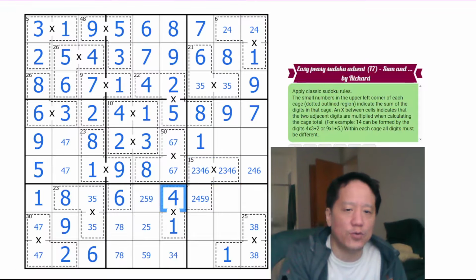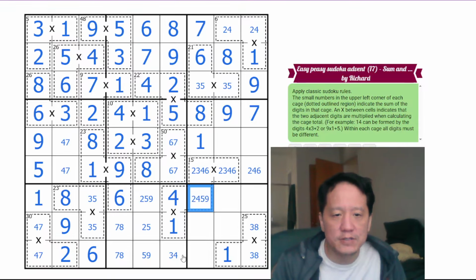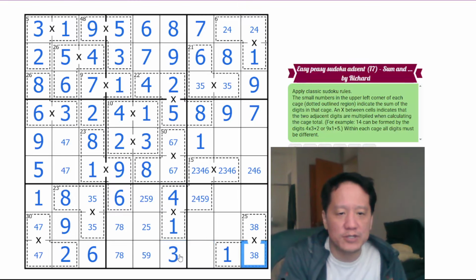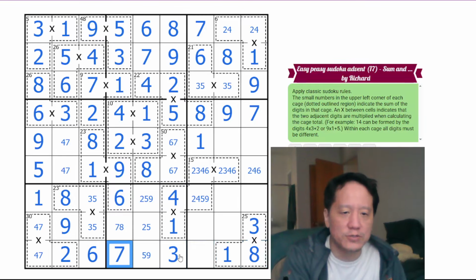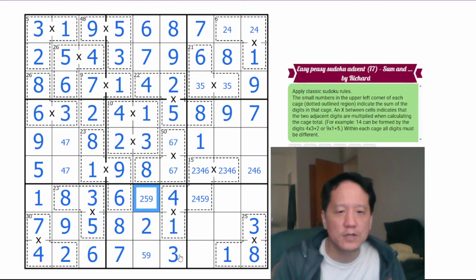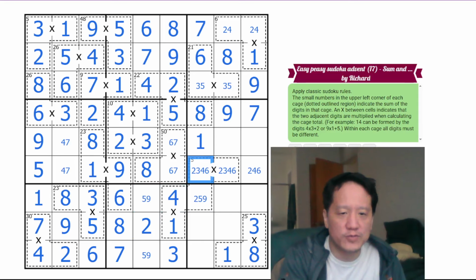So this is 4 because there's no repeats in the box. So that means this is not 4. This is 3, which eliminates 3 here. So it's 8, which eliminates 8 here. So it's 3. 8 eliminates 8 here. So it's 7 and 8. 7 eliminates 7 here. So it's 4 and 7. 3 eliminates 3 here. So it's 5 and 3. 5 eliminates 5 here. So that's 2. So this cannot be 2 here.